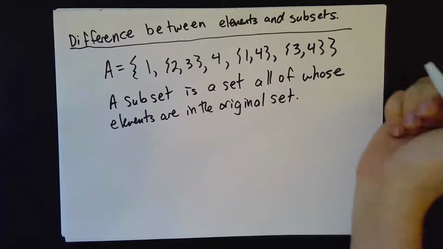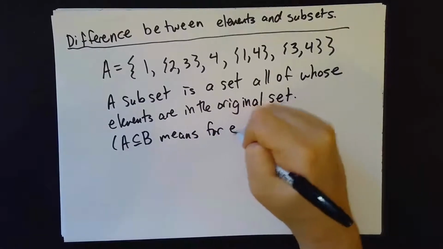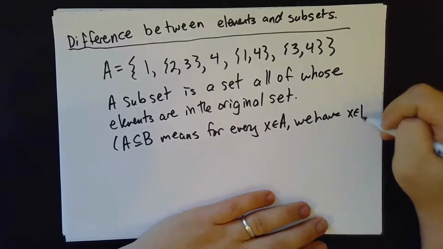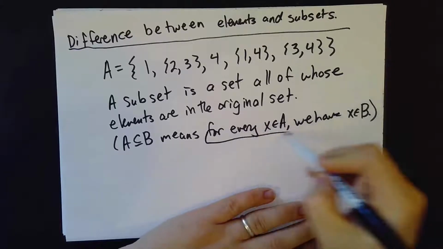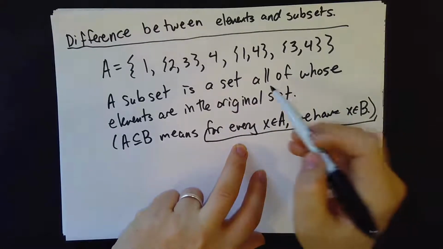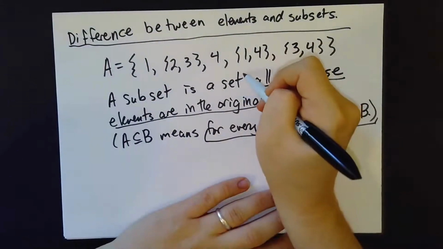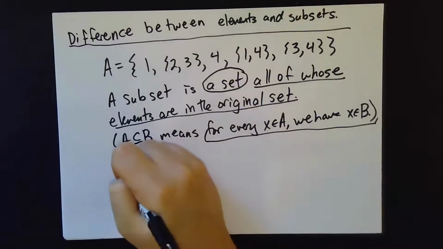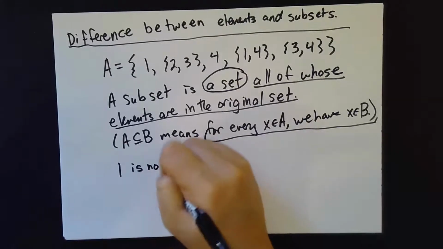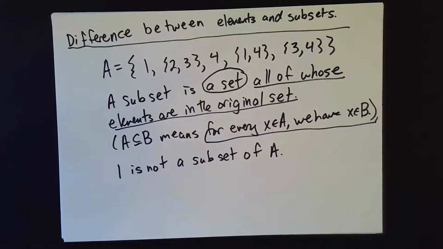Okay, and remember, we quantify this pretty explicitly as A is a subset of B means for every x in A, we have x is in B. This quantifier here is just putting into very explicit math this statement, all of whose elements are in the original set. But in particular, a subset better itself be a set. Okay. So 1 cannot be a subset of anything, because 1 is not a set. So 1 is not a subset of A. Okay, what 1 is, is an element of A.